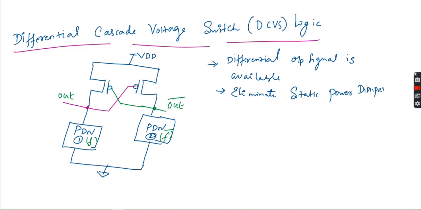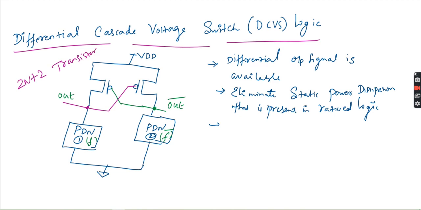Which will eliminate the static power dissipation that is present in the ratio logic. Now, how many transistors are required to implement this? Totally, 2 PMOS are required. Here how many N transistors? Even here also N transistors. So a total of 2N plus 2 transistors are required. Here the total number of transistors is 2N plus 2.